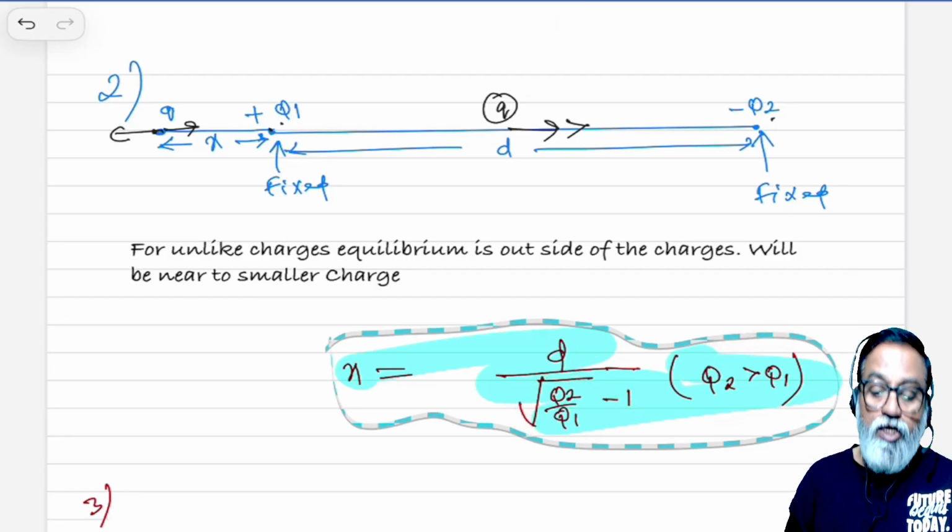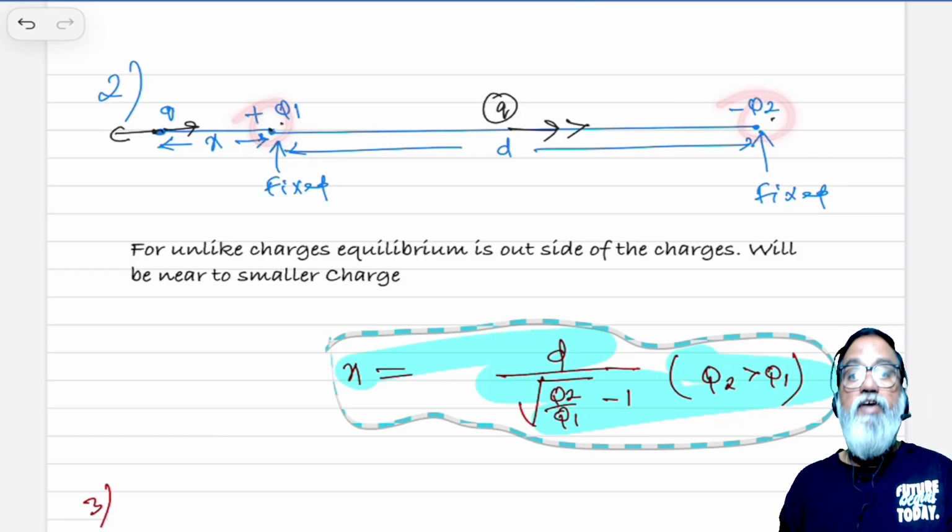Here q2 is greater than q1. Here also q1 and q2 are fixed charges.